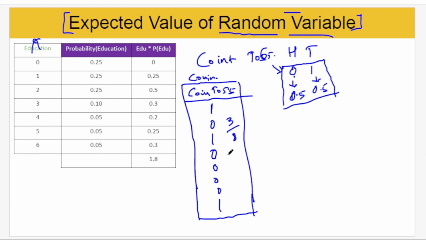Again, I did it for 10 times. That time I got 1, 1, 1, 1, 0, 0, 0, 0, 1, 0. This is my 10 tosses. What is the average? 5 by 10. 5 by 10 means 1 by 2. Can I say 1 by 2?